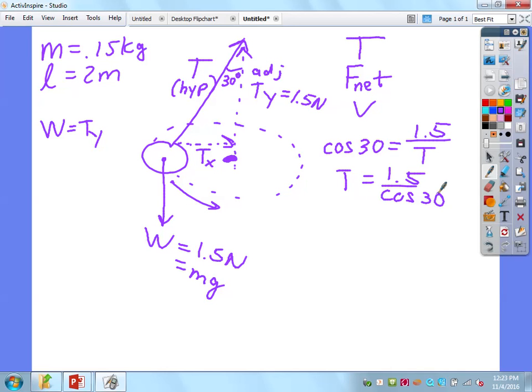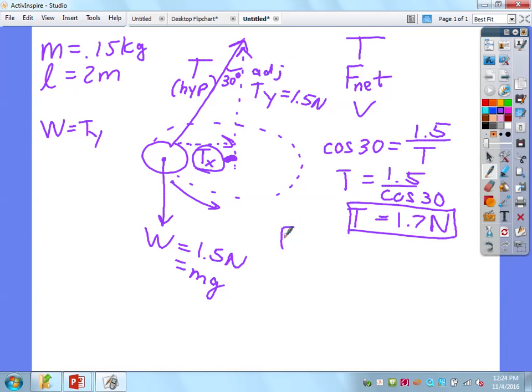Okay. And that equals, sorry, grabbing the calculator again. T will equal 1.7 newtons. We got that. So now I want to figure out the net force that the object feels. The net force is what's making it go into motion, and that would be the center-seeking force, which in this case must be the Tx.